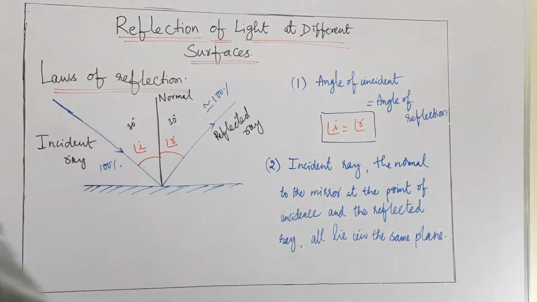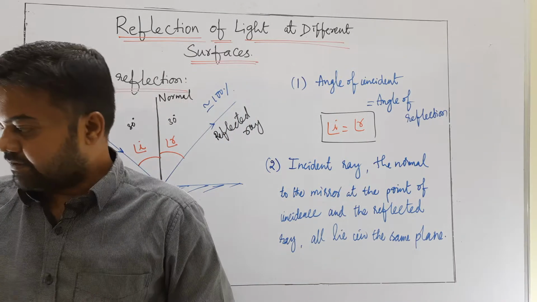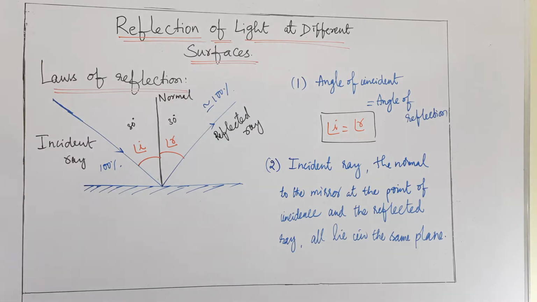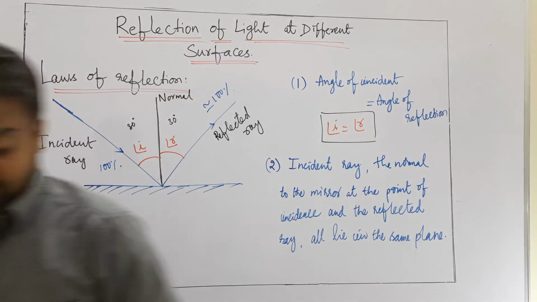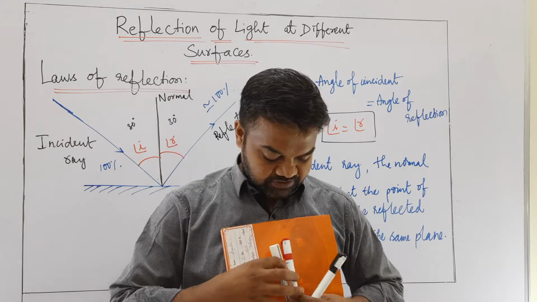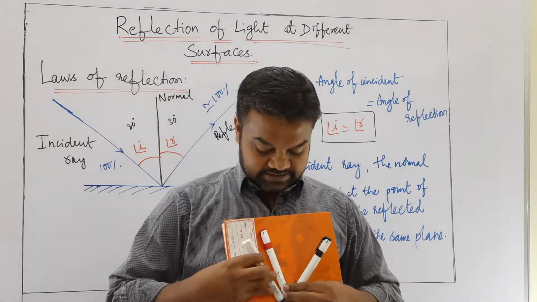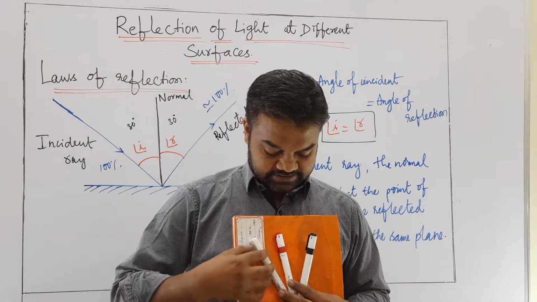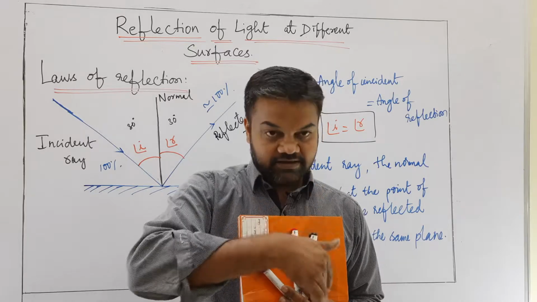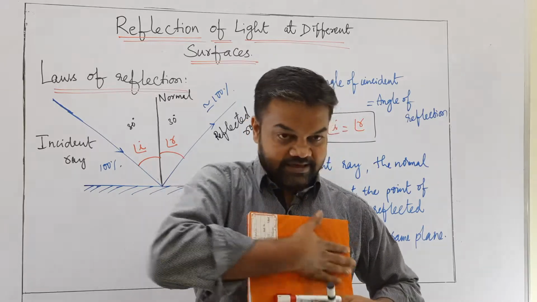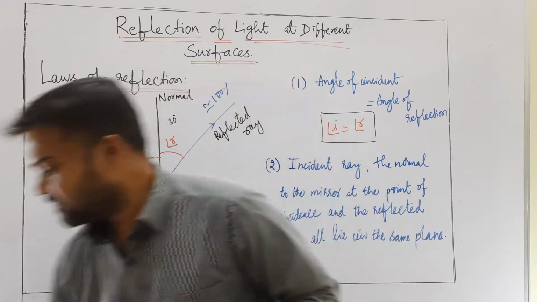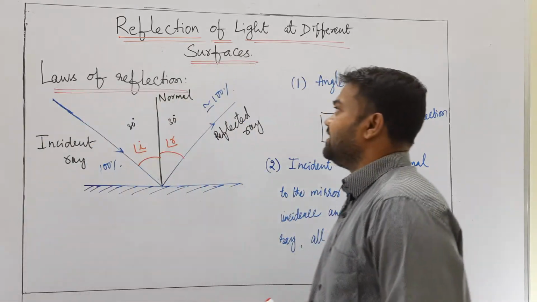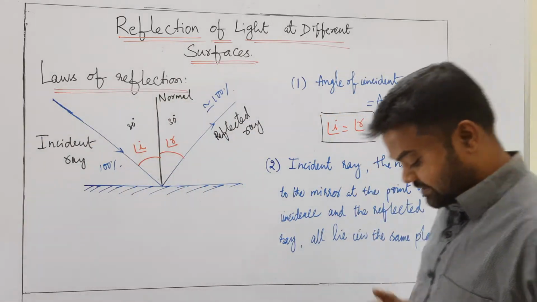Suppose this is a plane surface. If you assume this, then these three, the incident ray, normal, and reflected ray, are lying in this plane. Okay, these are the laws of reflection.